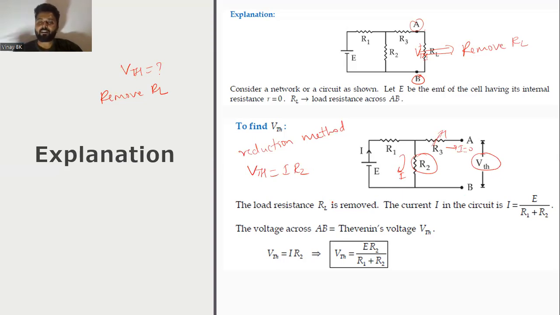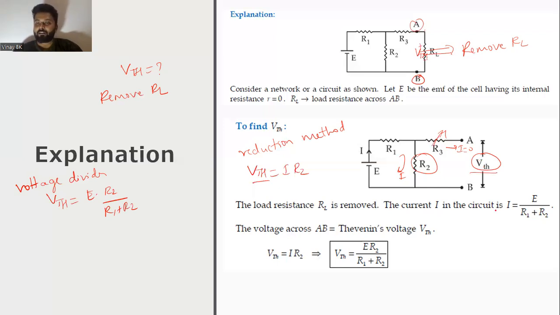So the circuit acts as a series circuit, and we can also apply the voltage divider rule if you want. You can use the voltage divider directly, that is VTH is given by the total voltage E into the same resistor R2 divided by R1 plus R2. Directly, you can use the voltage divider rule. Or else you can find the value of current that flows through R2, then find the drop across R2, that is nothing but Thevenin voltage.